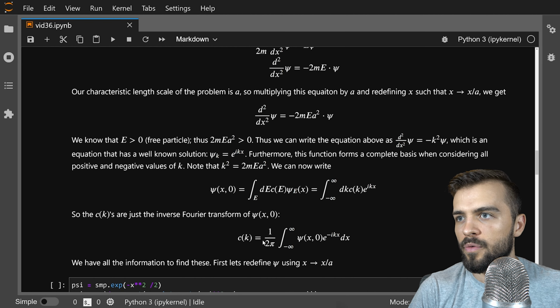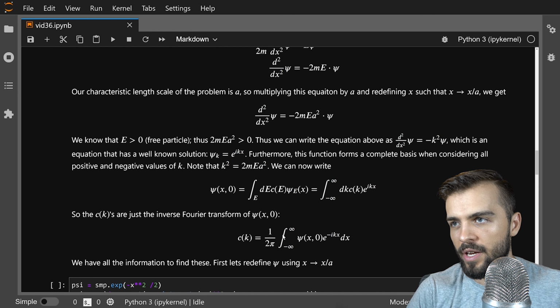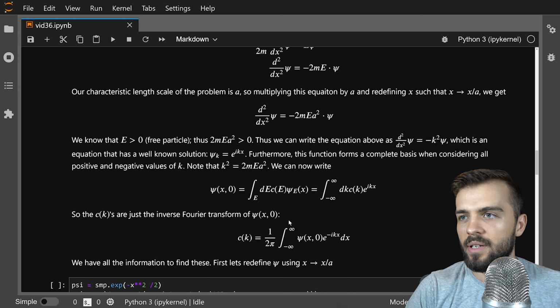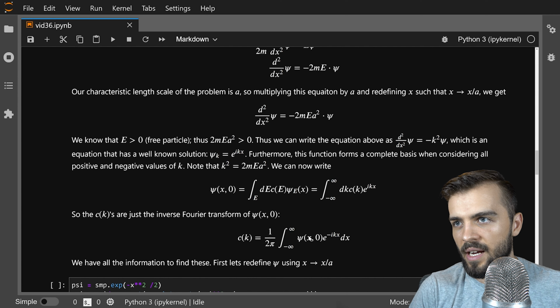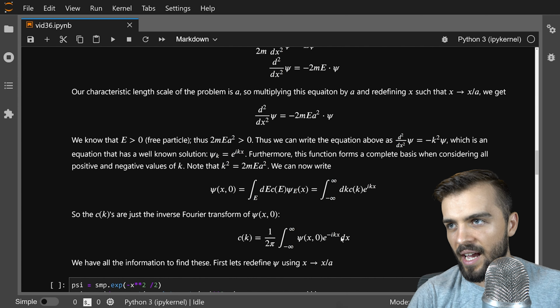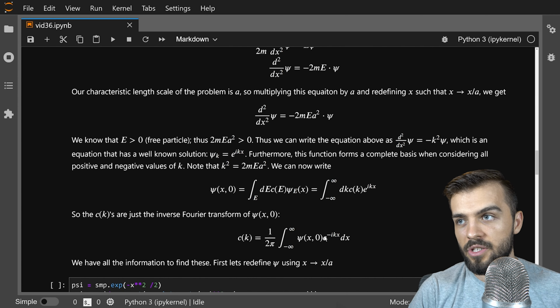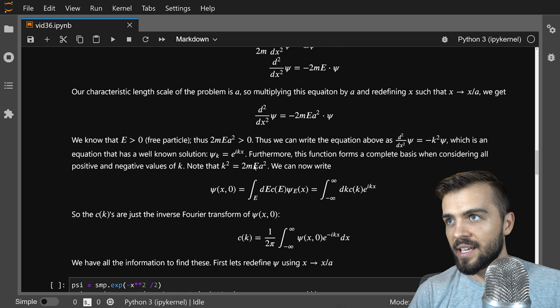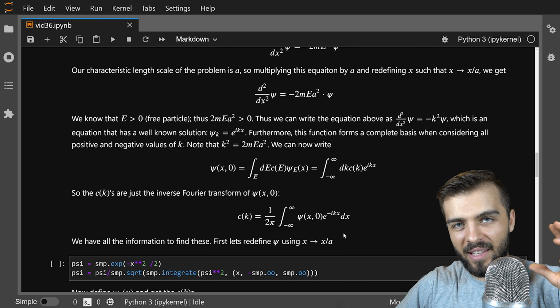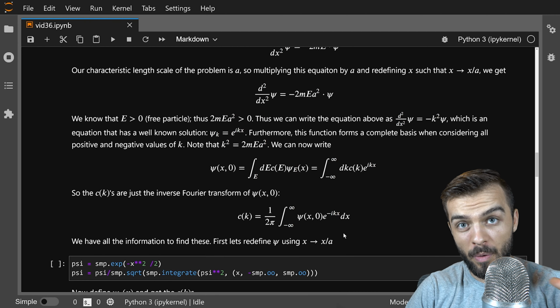So c of k is 1 over 2 pi. This is the inverse Fourier transform of this. Integral from negative infinity to infinity, psi of x, 0 e to the negative ikx dx. So we know what our c of k's are. We have this formula here. We know what our psi k's are here. We have e to the ikx. And from that, we can find the wave function at any time we want.